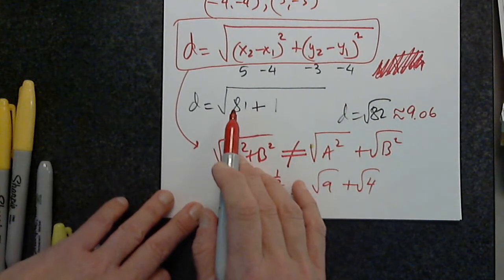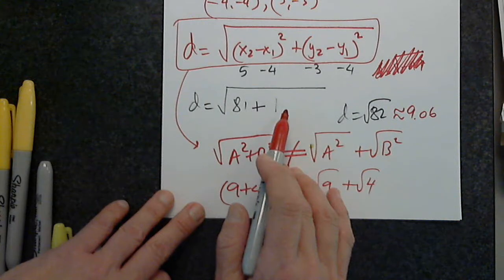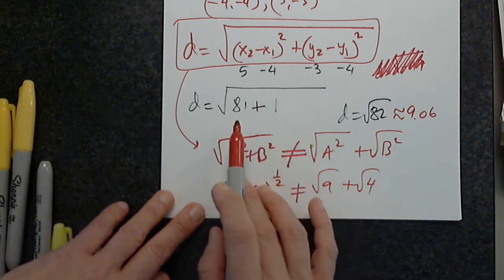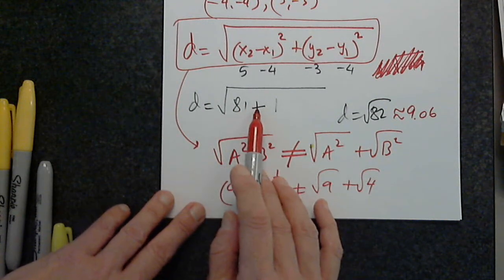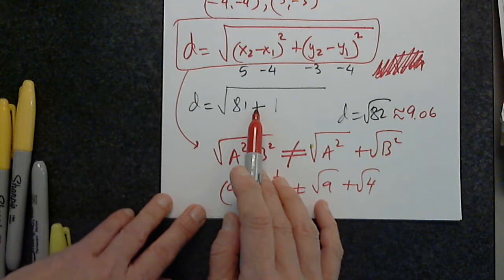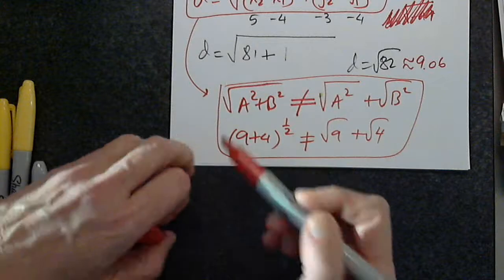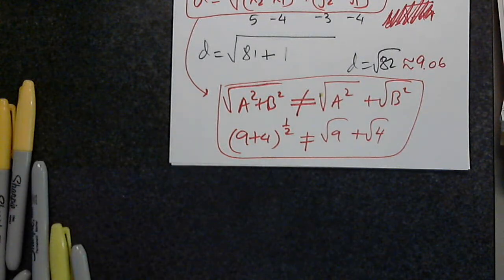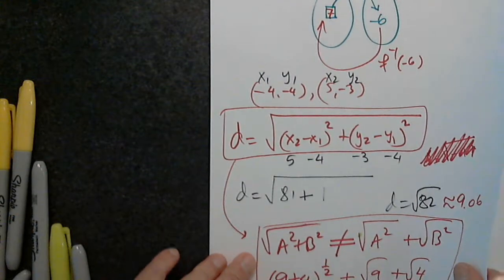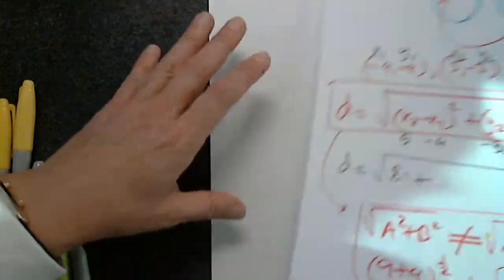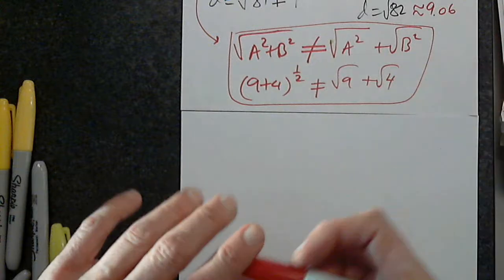The square root of 81 will be 9, the square root of 1 will be 1. But 1 plus 9 is 10, and this is the square root of 82, which is not 100. So we cannot separate the radical if the quantity under the radical is a positive sum of terms or a difference of terms. If it's a product or a ratio, that is allowed and it's correct, but not if it's a sum.